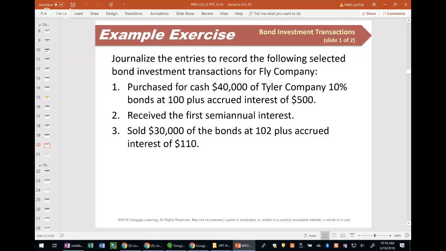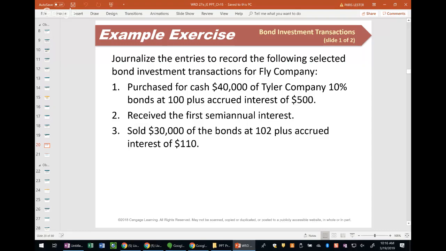Something dealing with a bond, the difference between buying a bond. Investment in bonds, and you would debit interest receivable 500, and credit cash for 40,500. And then we're going to receive the first semi-annual interest payment, and then we're going to sell the bonds.